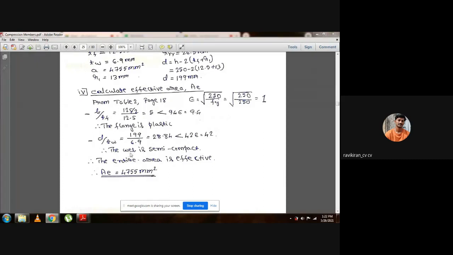So once we identified the flange is plastic, move on to the web portion. Depth of the web to the thickness of the web will give us 28.84, which is less than 42, and that will come under semi-compact section. The entire area is effective. In that, what is the area we got? 4755 mm square.